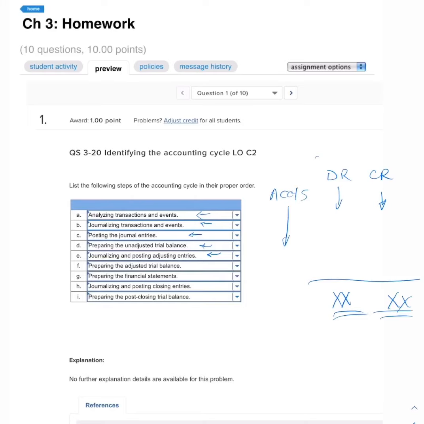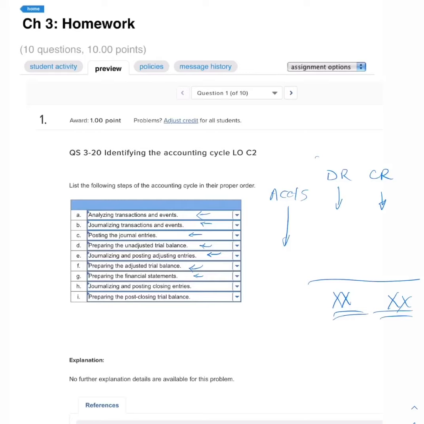Now, once you've done all of your adjusting entries, you will prepare the adjusted trial balance. Now, the adjusted trial balance will look very similarly to your unadjusted trial balance. It will still have a list of all the accounts. It will still list the total debits, the total credits, and it will still work down the same way. At the end, you should see your total debits do equal your total credits. Now, once you've prepared that adjusted trial balance, you are now ready to prepare the financial statements.